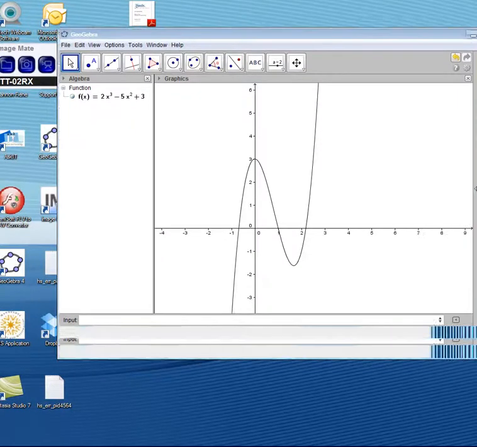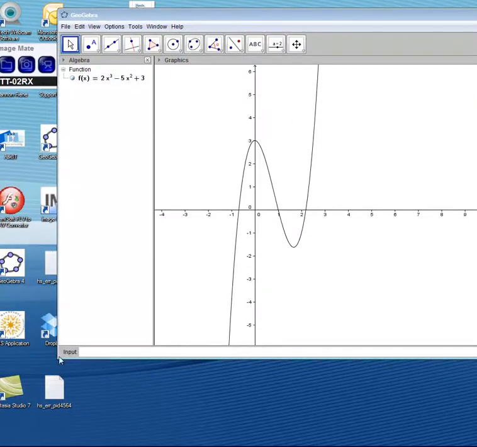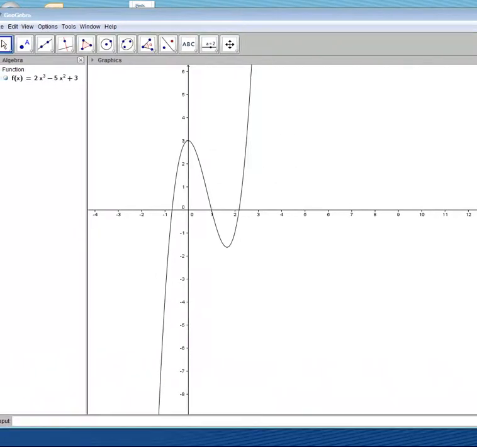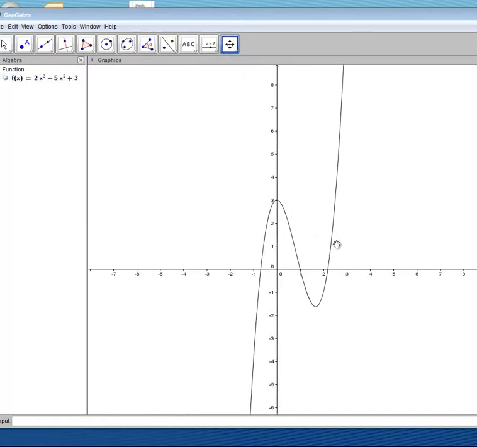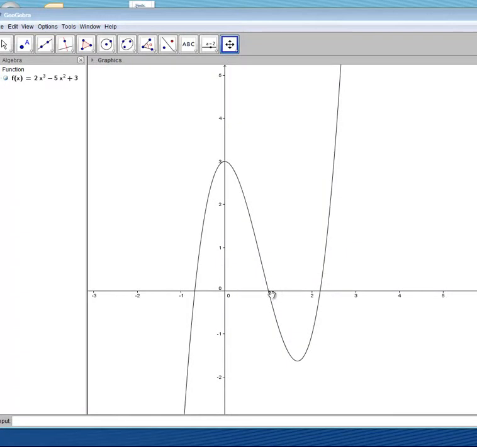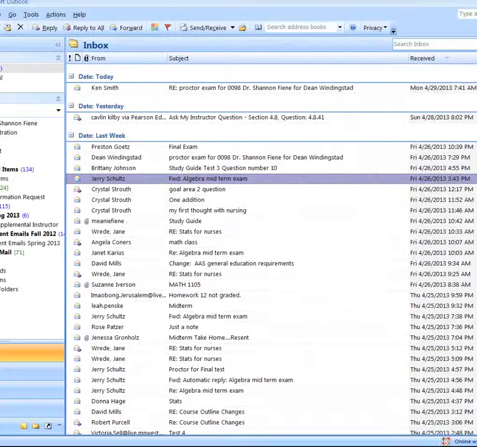Alright, so the first thing we're going to do is graph our function and see if we have any real solutions, which we do. Here I've got the function graph, 2x cubed minus 5x squared plus 3. And if I zoom in here, I can see that I have one real solution right here at 1. Okay, so x equals 1 is a real solution.